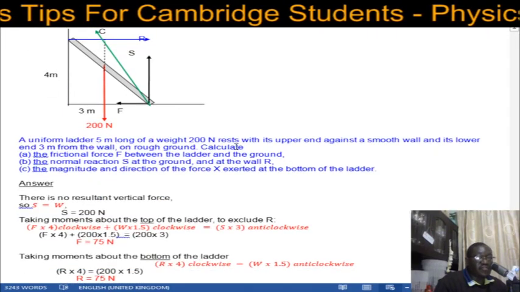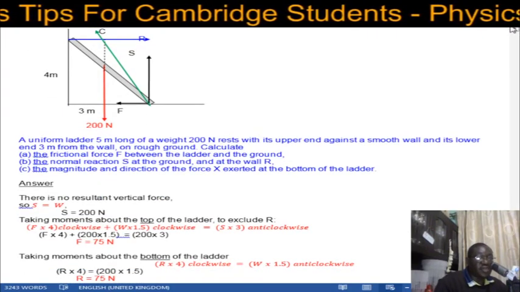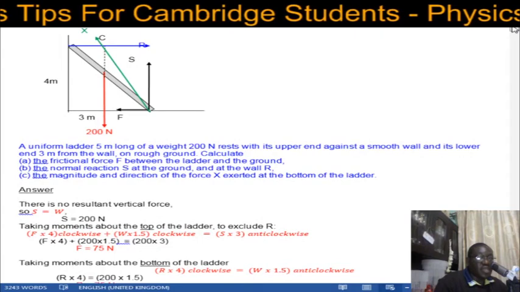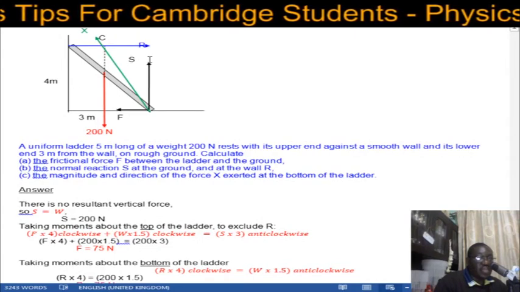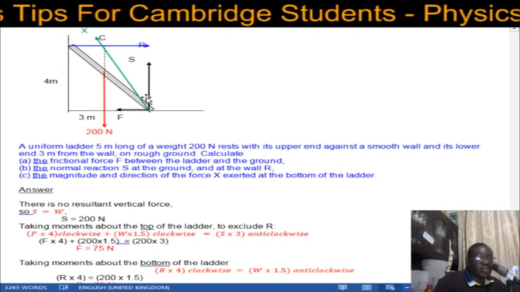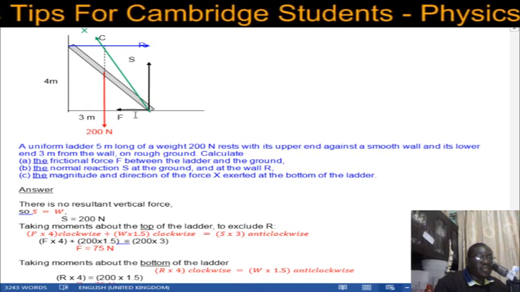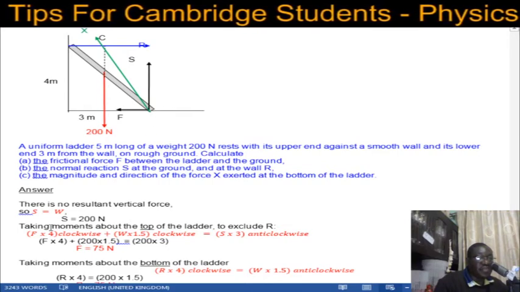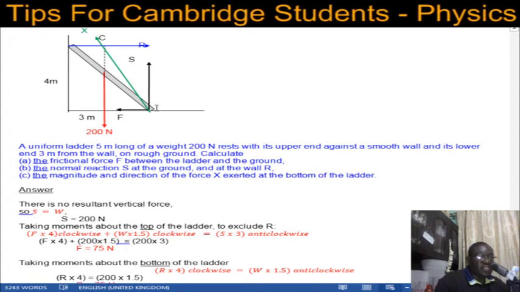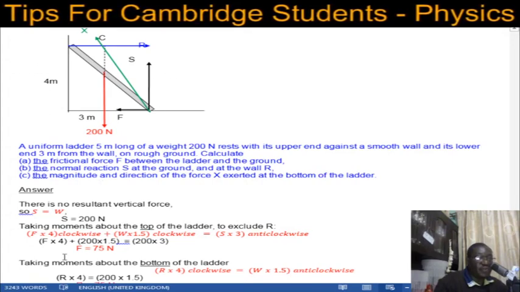There is no resultant force acting on this system, so the S going up should equal the weight going down. That is the first condition for equilibrium. S is equal to W, so S is 200 newtons as well.